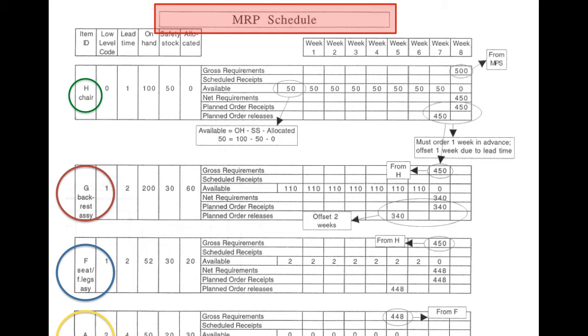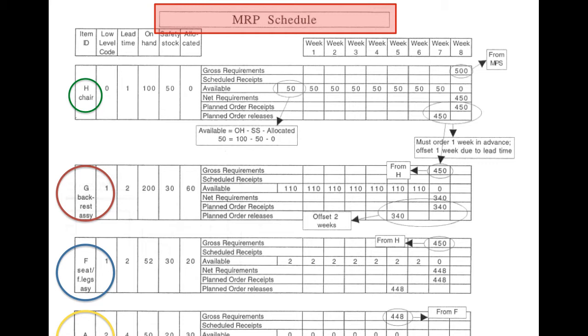Again, the green circle is the chair, so that's item H. As we look through that middle column, where all the words are, it says gross requirements, scheduled receipts, available, etc. We'll talk more about those in just a bit. But this also has the MRP data file for item G, item F, and then item A at the bottom. And G and F were the 2 subassemblies that we looked at on the previous slide.